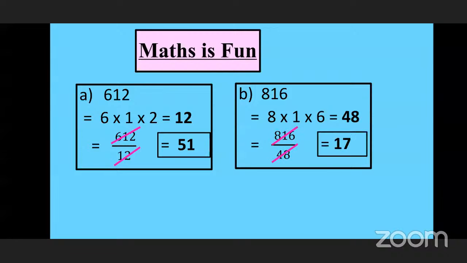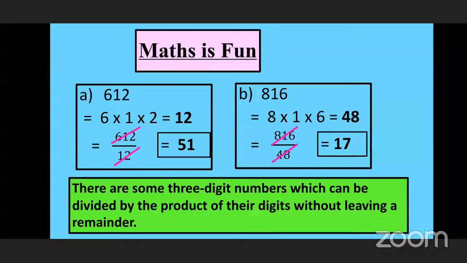So from these two examples, children, what have we noticed and understood? There are some 3-digit numbers which, when divided by the product of their digits, leave no remainder. This is the interesting fact about some numbers that we have learned in today's session, children.